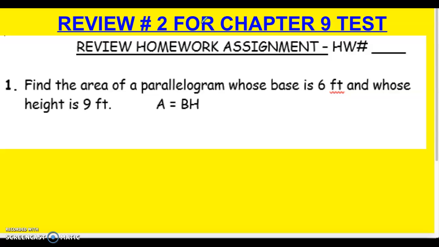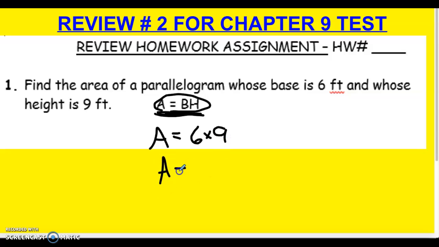Okay, number 1 says find the area of a parallelogram whose base is 6 feet and whose height is 9 feet. So you're going to use this formula right here. I always tell you guys that you need 3 lines anytime a formula is required for the problem. The first line is the formula. The second line is plugging in the numbers, what the base is and what the height is. The third line is the answer, and you label the answer, since it's area, as feet squared. Those are the 3 parts that you need.